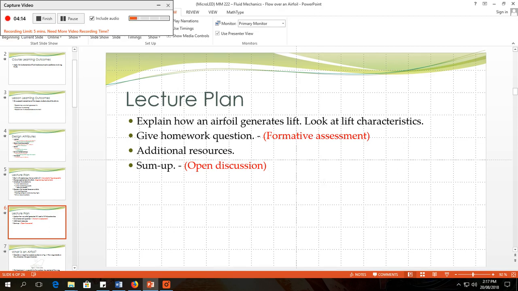And then I will provide them with additional resources, mostly YouTube video links that will reinforce whatever we have covered in our lectures. And finally, I will have a sum up session. The floor will be open for discussion, so I can get feedback from the students as to what they understood. I can give them some small quiz, or maybe just a verbal quiz, and just see if they have understood the concept. And then if not, then I can prepare my next lecture to address these issues.